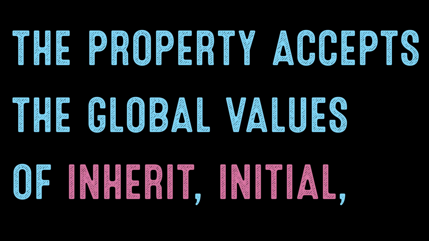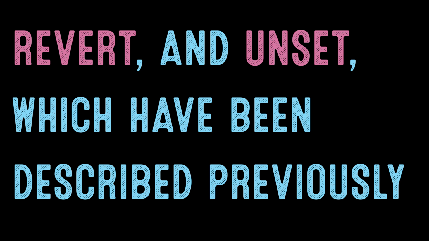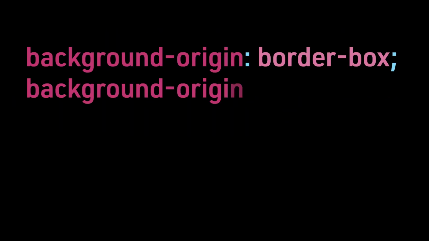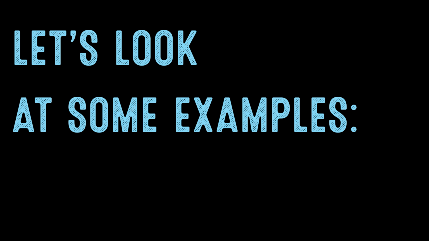The property accepts the global values of inherit, initial, revert, and unset, which have been described previously, but otherwise has the following values: background origin border box, background origin padding box, and background origin content box. Note, the background origin property will be ignored if the background attachment is fixed, and we will review this in the next episode. Let's look at some examples.